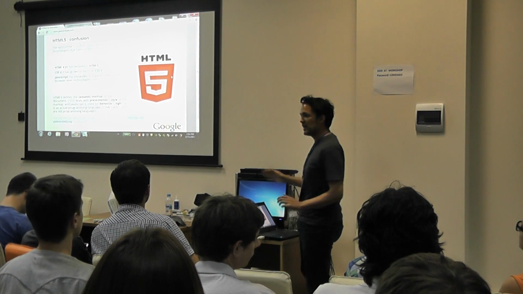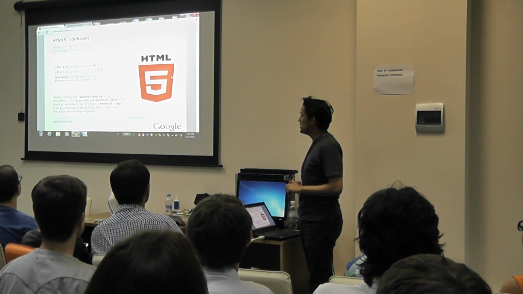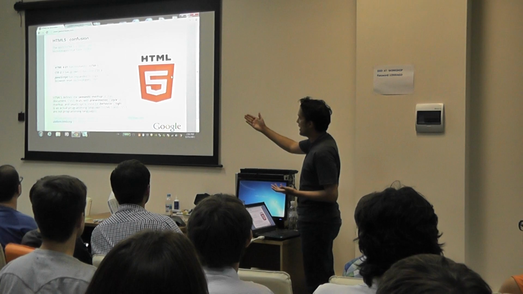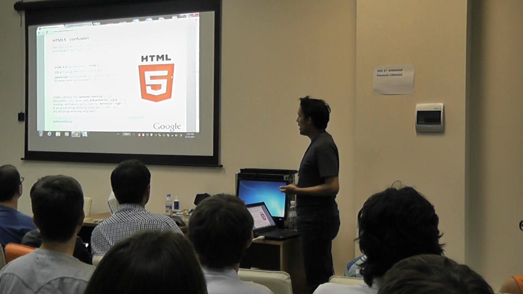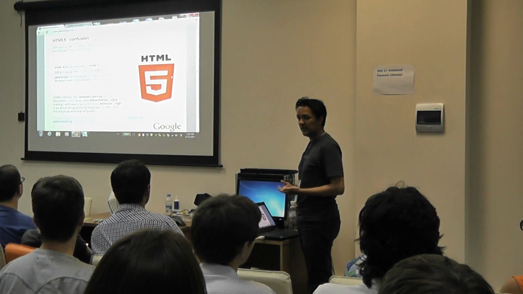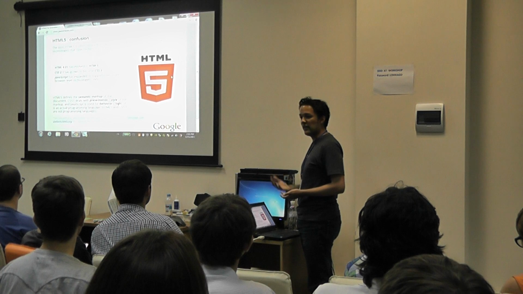So just to cover the basics, when I talk about HTML5, I'm referring to the collective HTML, CSS, and JavaScript. And as we know, CSS is for styling, HTML is called the semantic markup, and JavaScript is for the behavior and the logic.